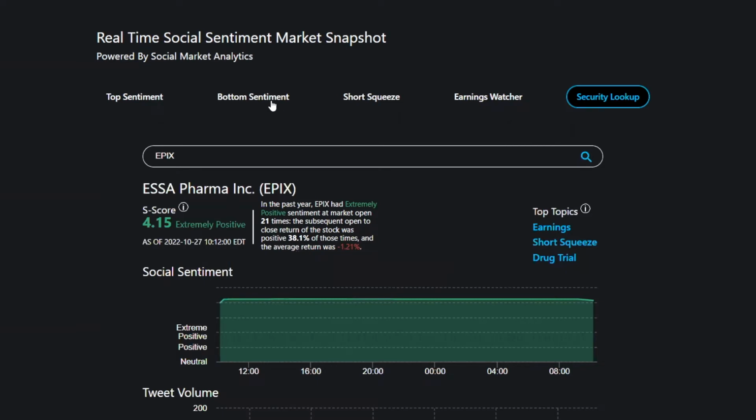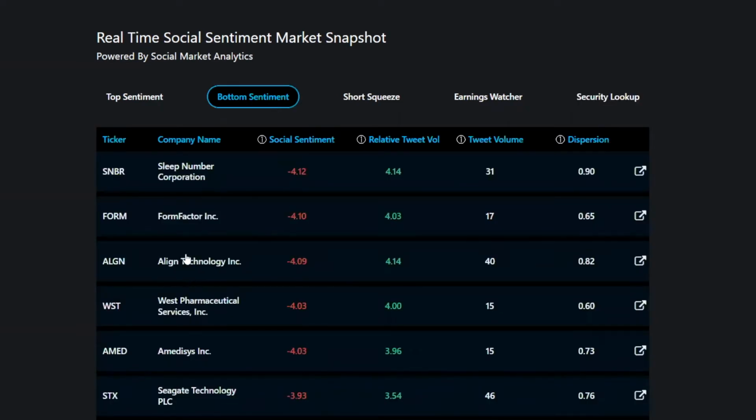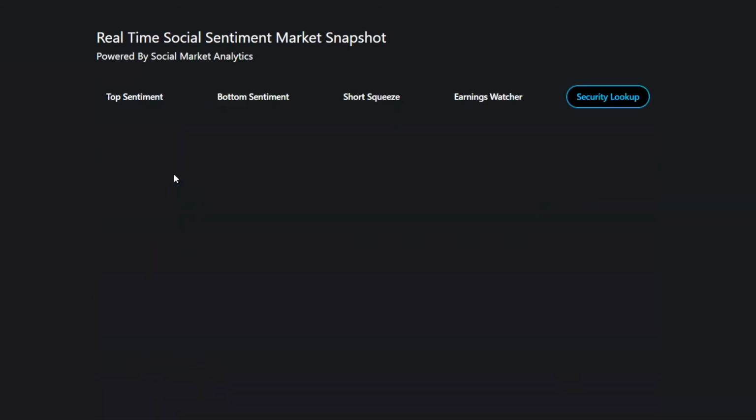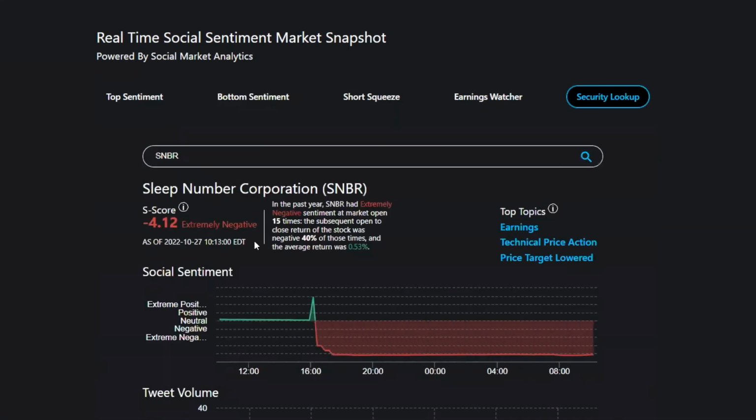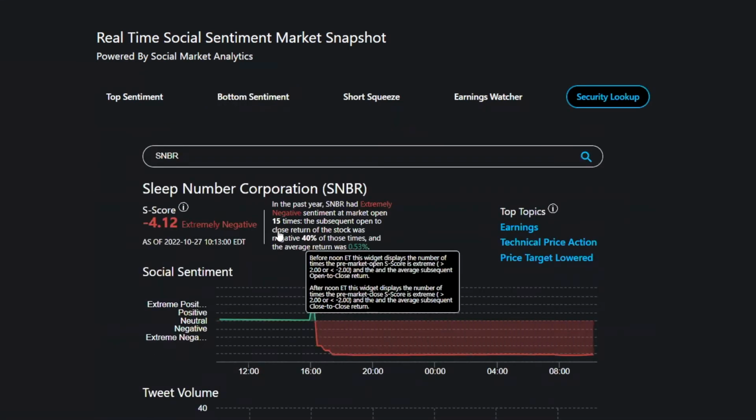On the bottom sentiment, there's a couple good ones today. So for example, Sleep Number is falling out of bed. Get it? Sleep Number. In this particular case, it is actually down from the open. They reported weak earnings.